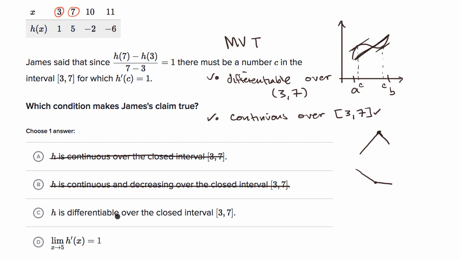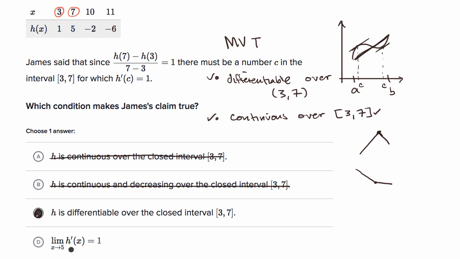Choice C, h is differentiable over the closed interval from 3 to 7. This one feels good, because if you're differentiable over the closed interval, you're definitely going to be differentiable over the open interval that does not include the endpoints. This is a subset of this right over here. And if you're differentiable over a closed interval, you're going to be continuous over it. Differentiability implies continuity. So I like this choice right over here.